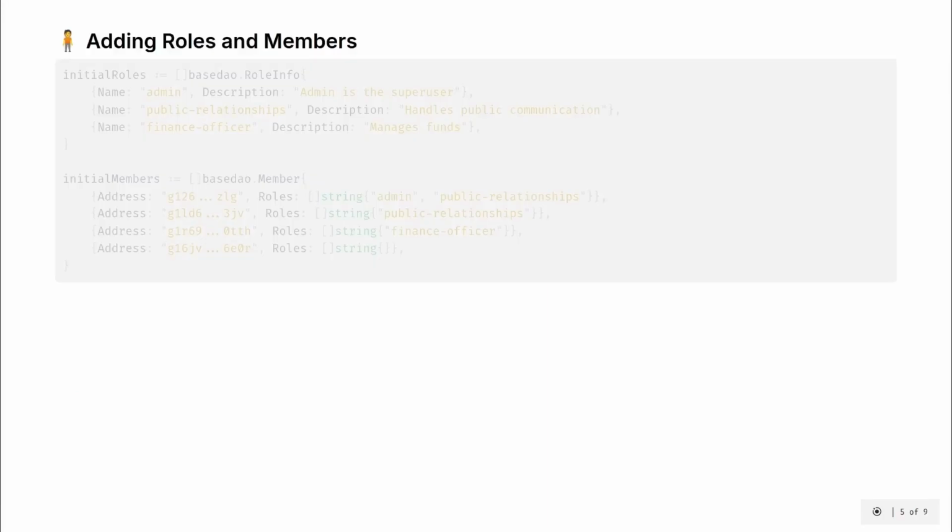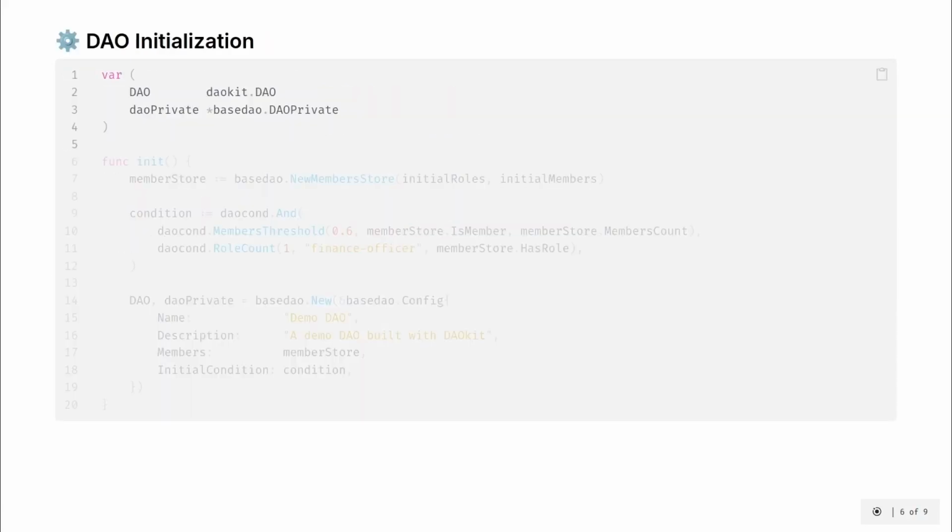To implement DAOkit, we have to add the roles, which are composed of a name and a description, and the members, which are an address and their roles. To initialize the DAO, we have the global variable, and then we initialize the member store, which will store the members with the initial roles and members we defined earlier.